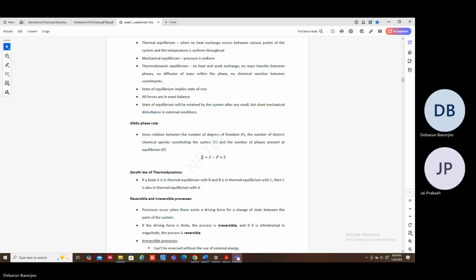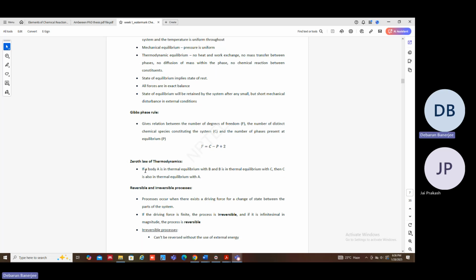Along with that, there is the zeroth law of thermodynamics: if a body A is in thermal equilibrium with B and B is in thermal equilibrium with C, then C is also in thermal equilibrium with A.